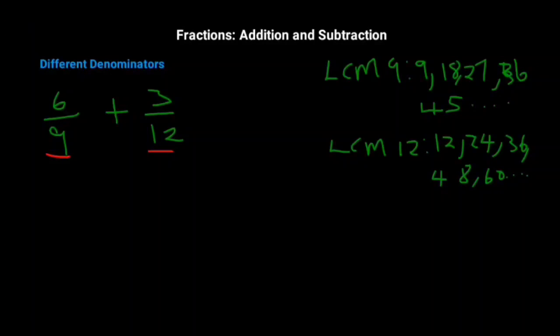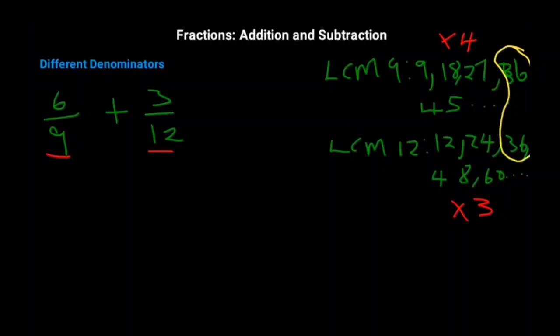So looking at our multiples, we need to find the lowest common multiple between those two lists of 9 and 12. So looking at that, we can see 36 is our lowest common multiple. Now we need to see how many times 9 is multiplied to get 36 and how many times 12 is multiplied to get 36. And looking at that, we'll see that 9 is multiplied 4 times to get 36 and 12 is multiplied 3 times to get 36.